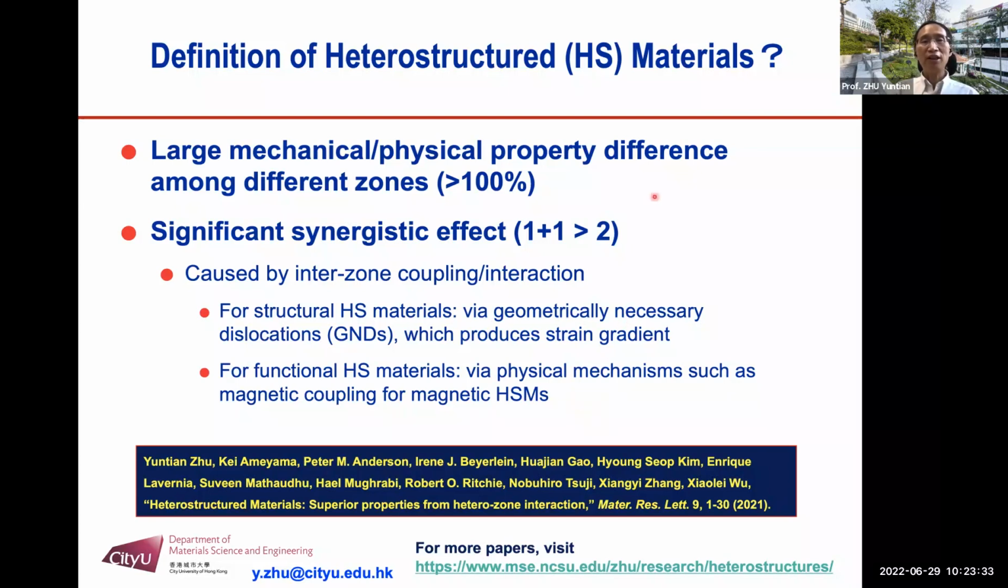materials. I'd like to stress that this definition was by a group of scientists all over the world, actually 14 of them, in a paper published in Materials Research Letters in 2021. We realized that for a new field, for a new type of material, no matter how you define it, there's always people who have a different opinion. But here, at least we reached a consensus among scientists over many countries.